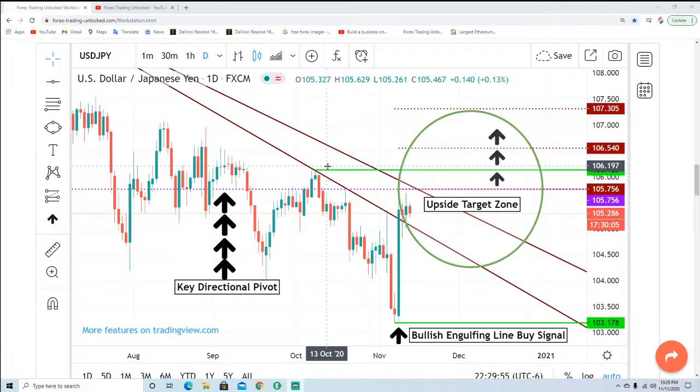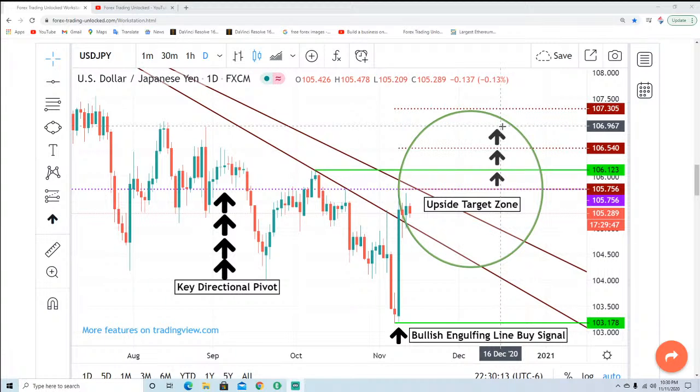But right now this market is ripe for continued challenge of resistance. I think as far as the upside targets, it's very likely that over the next month or so we can see a challenge of 106.54. This 107.30 area up here, that's going to be rough.